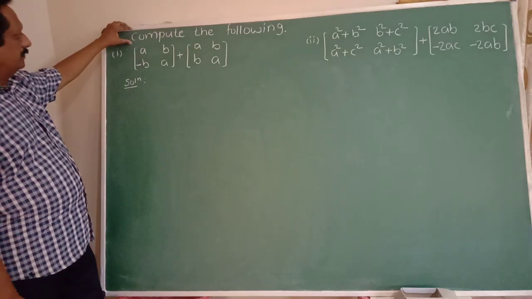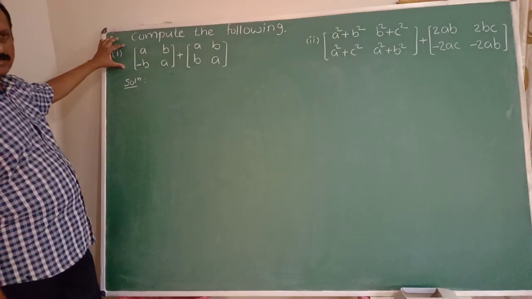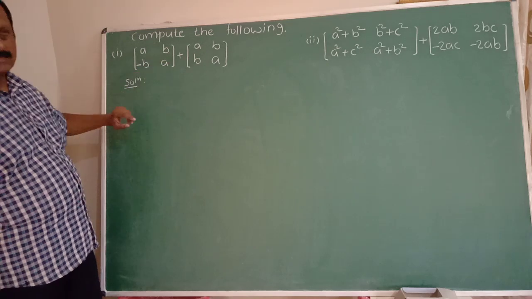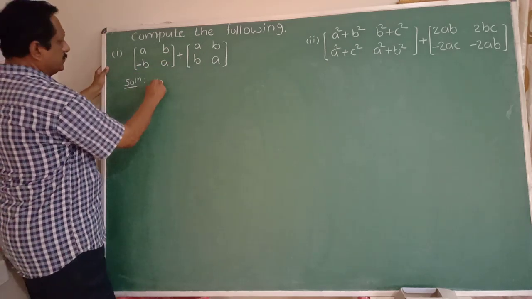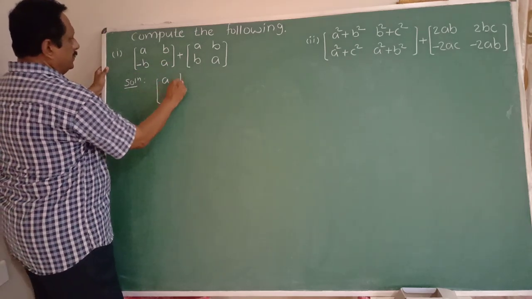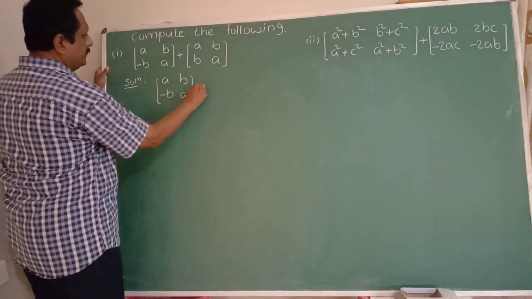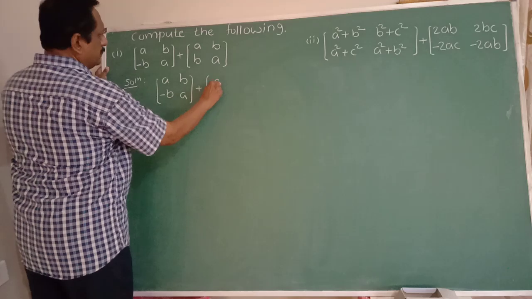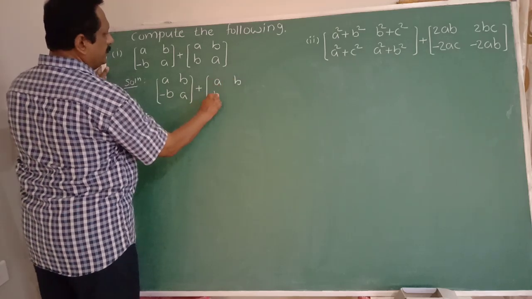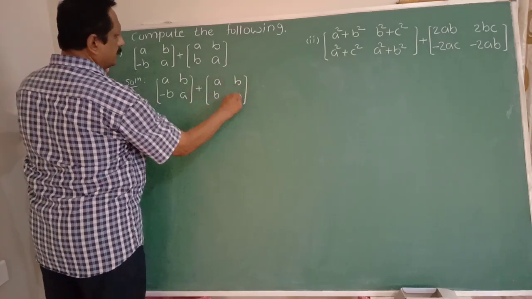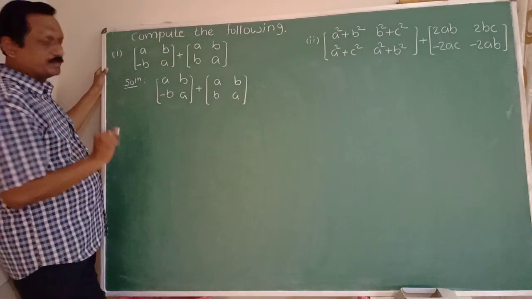Compute the following. The first question means adding the matrices here: AB minus BA, then plus AB, BA. Here, add the corresponding elements.